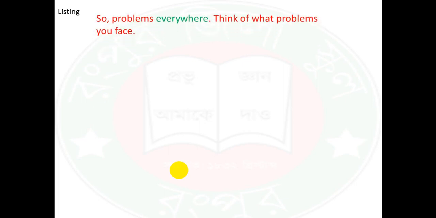Now students, you will have to find out the problems because of load shedding, because load shedding is a very familiar situation in our daily life. Okay, so problems are everywhere because of load shedding. Think of what problems you face, of course, in your locality. Okay, so time is 1 or 2 minutes. So have you got the problems? Okay, if you have got the problems, then look at the slide. There I have pointed out some problems.